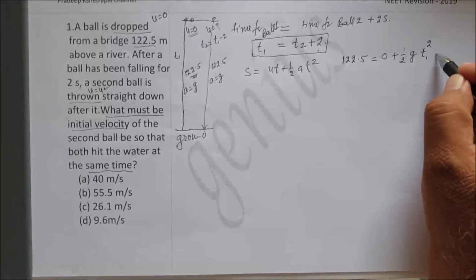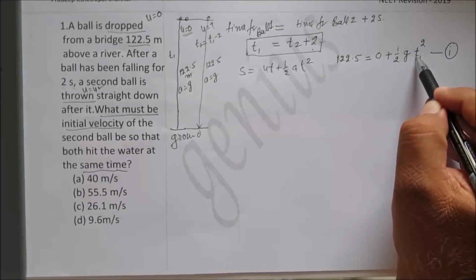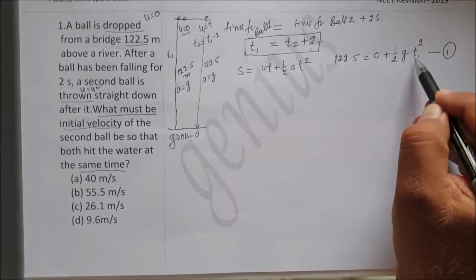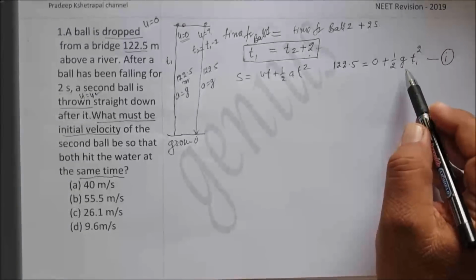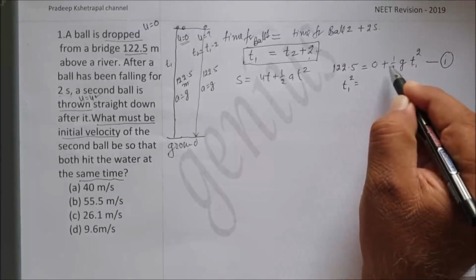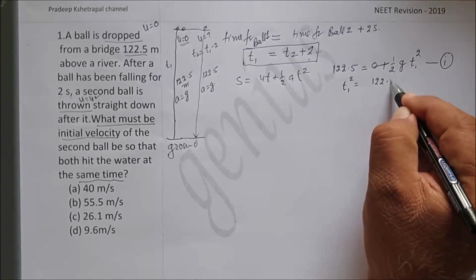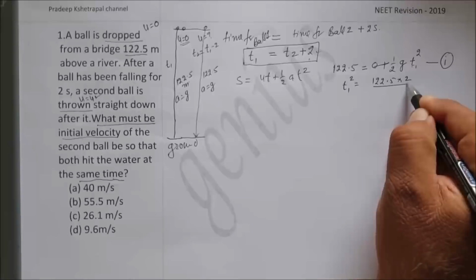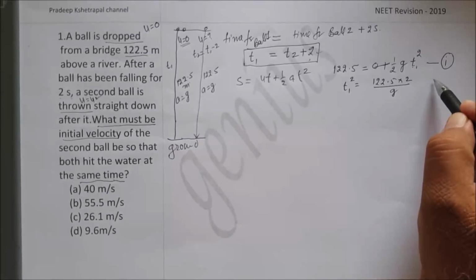Okay, this is for the first ball, and this contains T1. So we can very well find the value of T1 from this. Now, should we find it? Let's try. T1 square is equal to 122.5 multiplied by 2 upon g. This is the value of T1 square. Let's keep it like this.